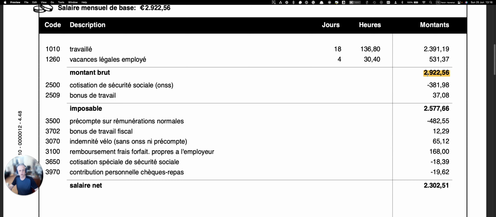So we start with a gross salary of 2,922.56, and this person is getting out of that 2,302.51. So actually the difference between the two, the net and the gross, would be 620 in this case. Of course, the higher your salary, the bigger the difference will be, because of the progressive aspect of some of those taxes, as we discussed.